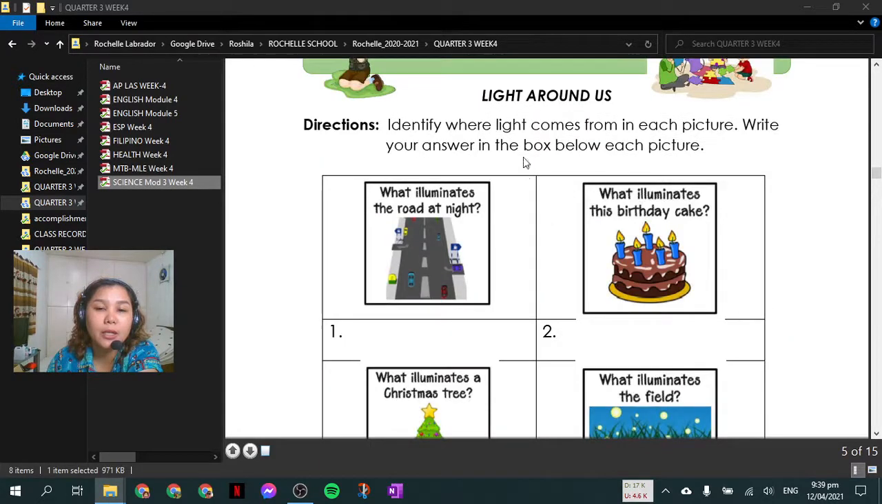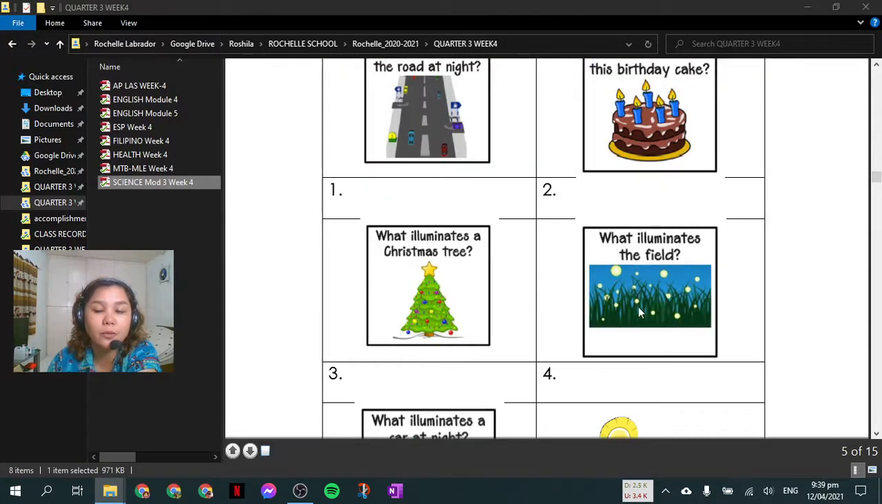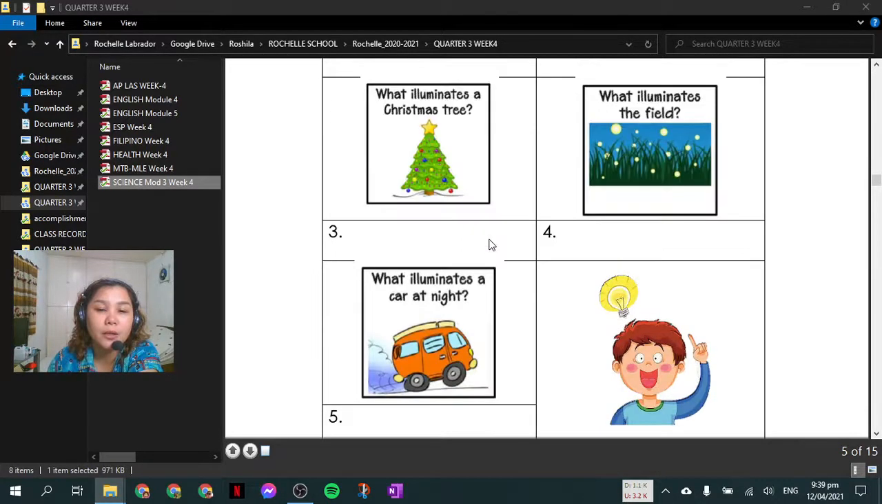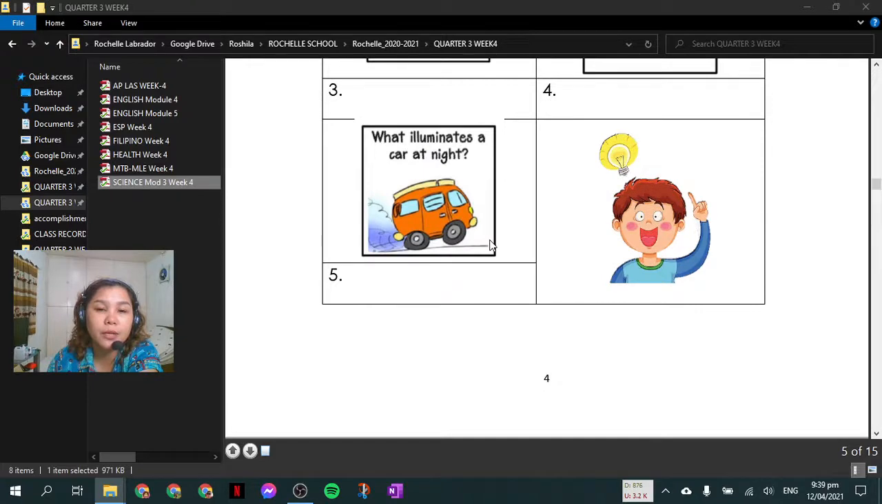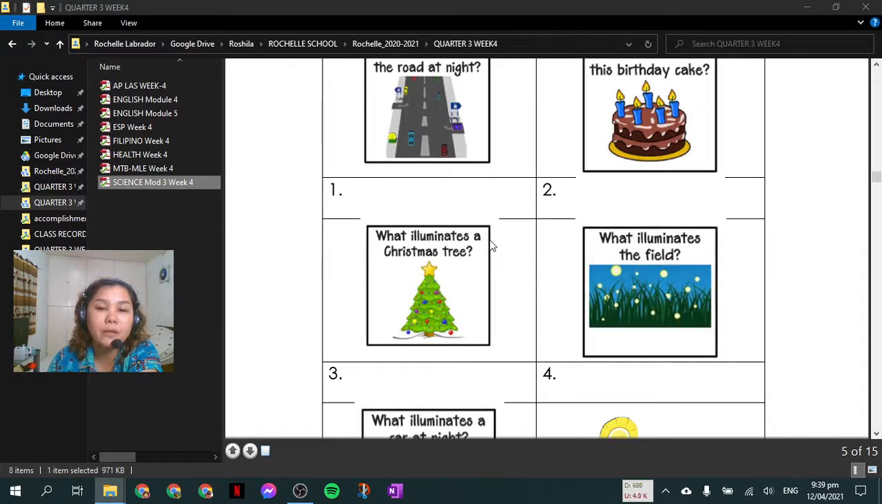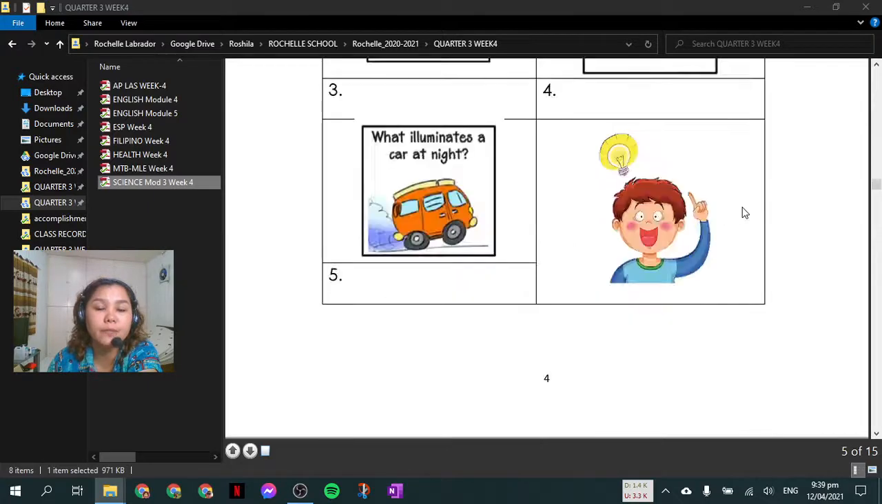Explore A. Identify where light comes from. In each picture, write your answer in the box below each picture. So, saan kaya nanggagaling ang light dito? Number 1, number 2, number 3, number 4, and then number 5. So, yan. So, ano ang nakakapagpaliwanag? You can mention a phrase or just a word.